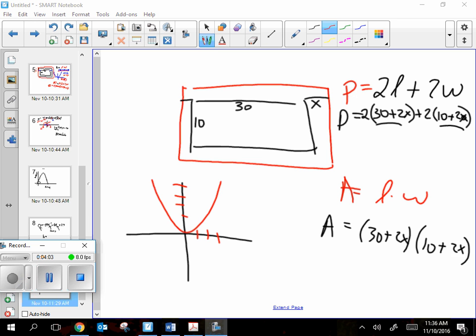Then I want you to write for me what is the domain for X. What domain means is what can I feed into X and have it work? Because there are things you could feed into X that wouldn't work and wouldn't make sense. What's the domain for X?